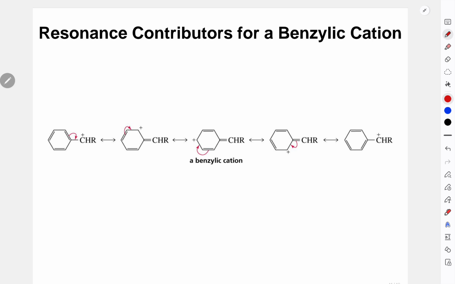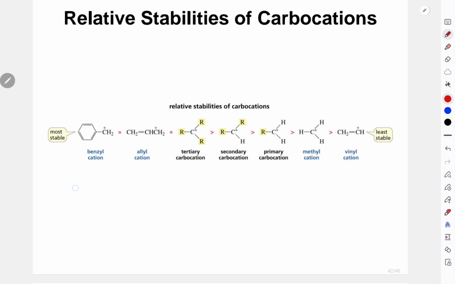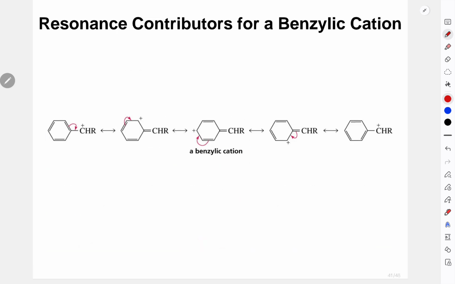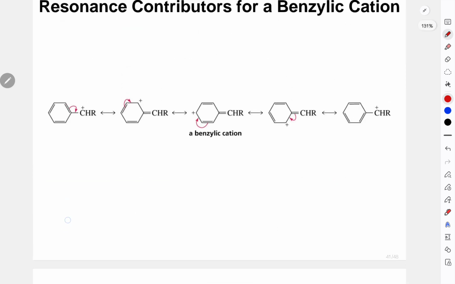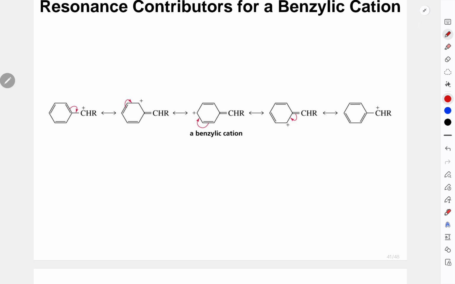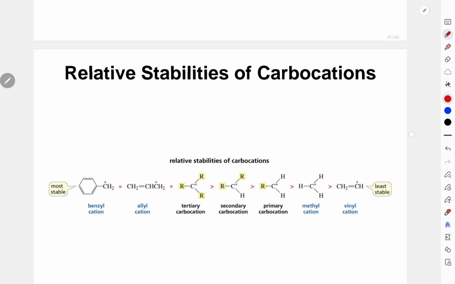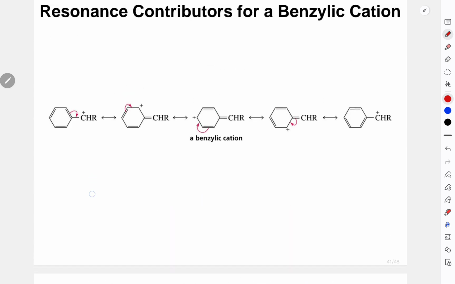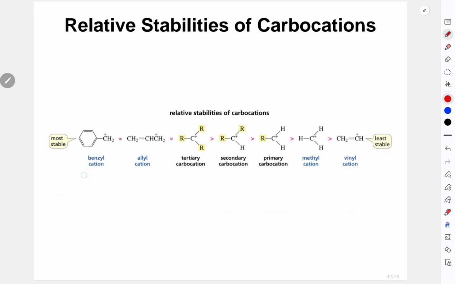And as a result of these resonance effects, the benzylic cation and allylic cation have unique stabilities. So this is the stability series of the carbocations. You already know this series. The tertiary carbocation is more stable than secondary and primary carbocations. And compared to the tertiary carbocation, the allylic and benzylic cations have higher stability because of these resonance effects. The positive charge can be effectively stabilized by these resonance effects.